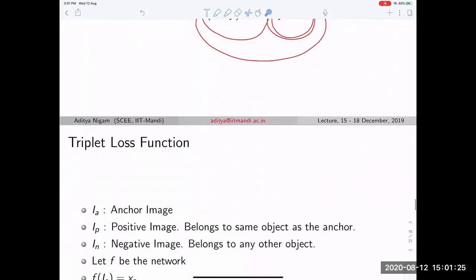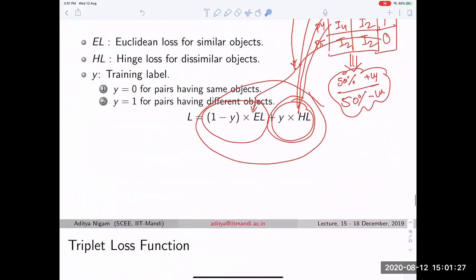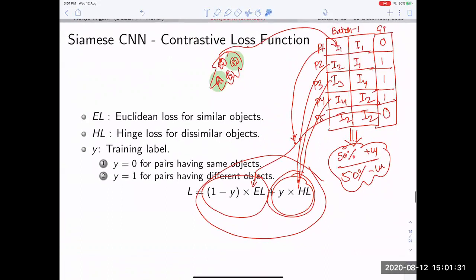Let me show it in another way. When you have got a value between them, you say that your network has to learn an embedding for this as well as an embedding for this.